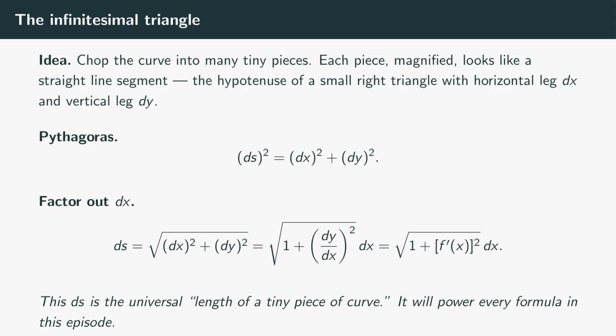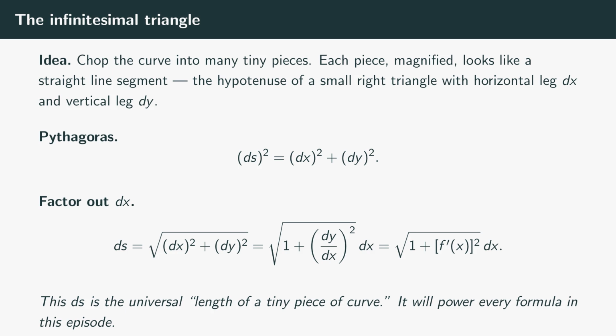Start with the central idea, the infinitesimal triangle. Take any smooth curve y equals f of x and zoom in on a tiny piece. As you zoom, the piece looks straighter and straighter. In the limit, it is straight. It's a tiny line segment. Call its length ds. Now look at the triangle.